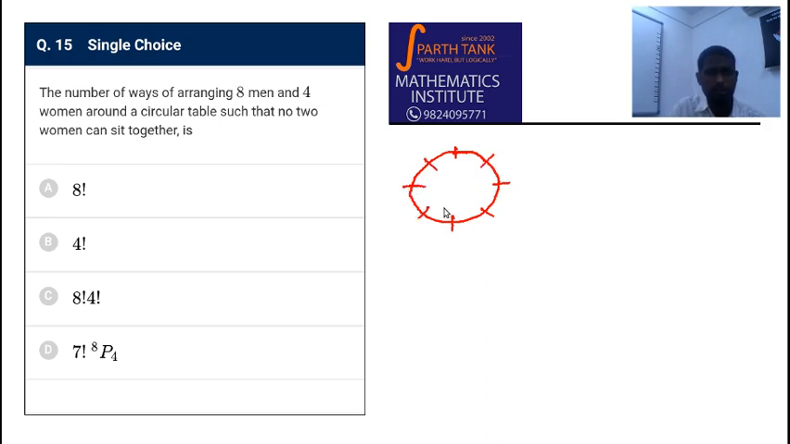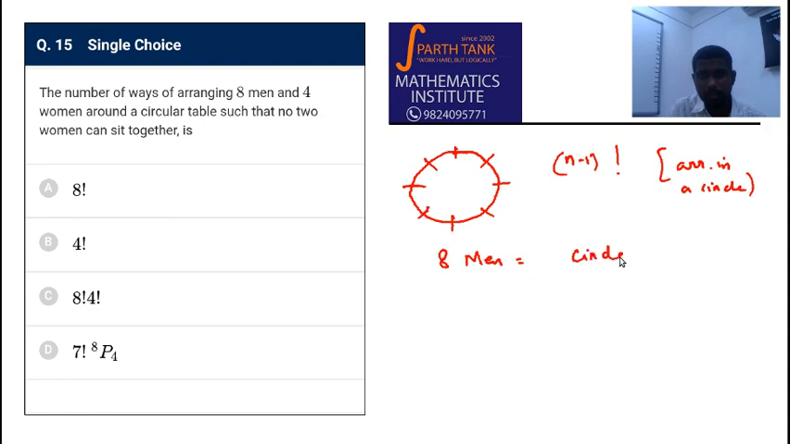And you always remember that circular permutations, whenever you have people arranged in a circle or objects arranged in a circle, if there are n objects, the total number of permutations possible is only n minus 1 factorial. Arrangements in a circle. Remember this. So if there are 8 men, they can be arranged in a circle in 7 factorial ways.